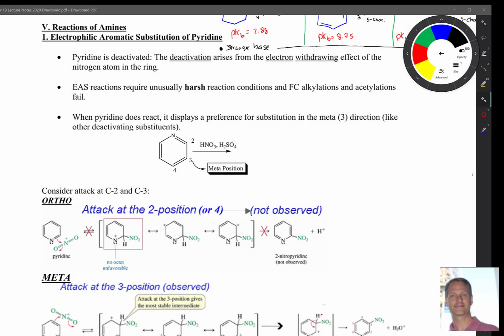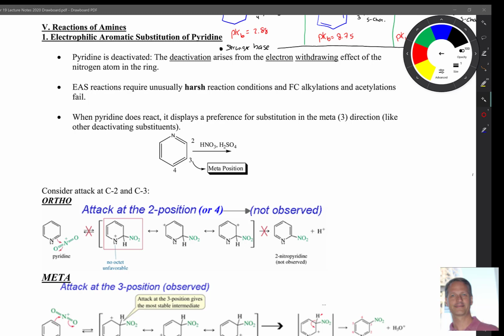Now let's get into some reactions of amines. The first couple that we're going to see are really review in a lot of ways. We're going to look at electrophilic aromatic substitution and then nucleophilic aromatic substitution. It turns out that pyridine is deactivated towards EAS, and that deactivation arises from the electron withdrawing effects of the nitrogen atom in that ring. So usually the EAS requires unusually harsh reaction conditions, and Friedel-Crafts alkylations and acylations fail.